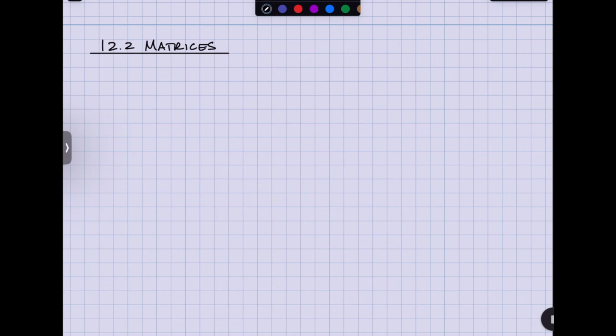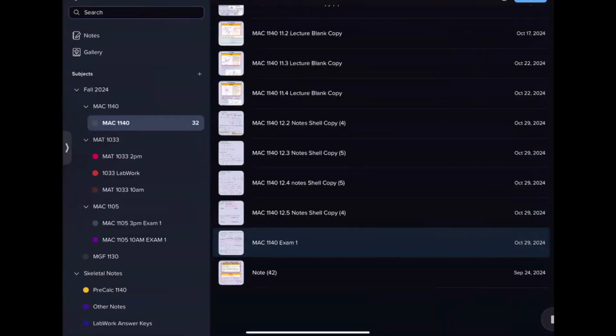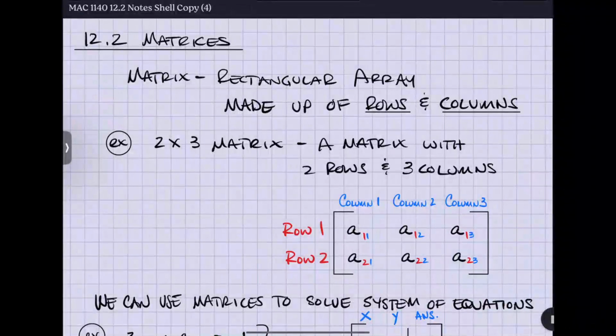Matrices. What the heck is a matrices? Oh, wait a minute. Let me do it this way instead of me writing everything out, because I know I'm not going to want to write everything out. 12.3, there we go. What is a matrix? It's a rectangular array made up of rows and columns. Rows are going from left to right. Columns are up and down.